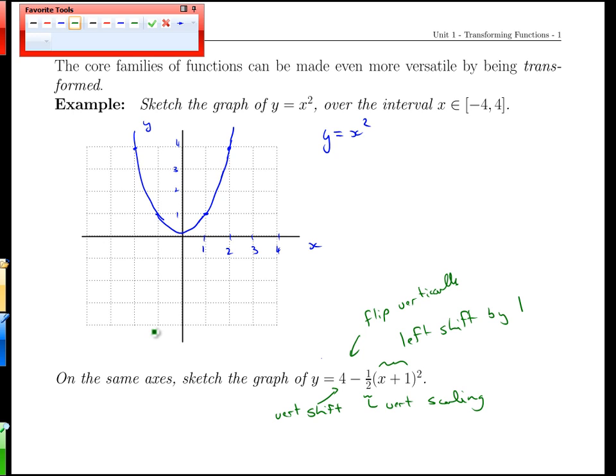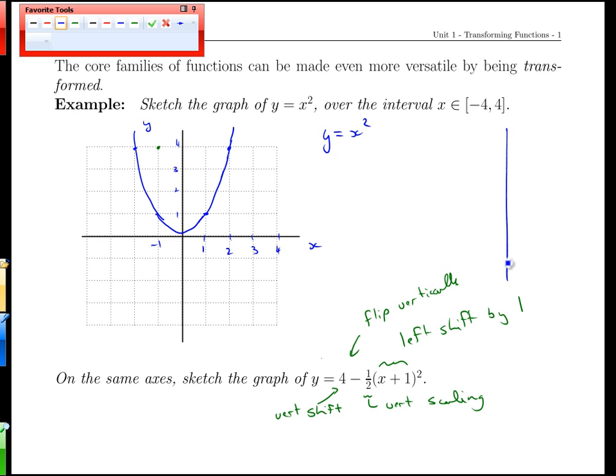Okay. So how can we work our way through this? Well, the key thing for sketching a simple graph like a parabola is to look at where the vertex went. So we know the vertex would be shifted by 1 to the left, and shifted up by 4. So we expect to see a vertex at -1, 4.